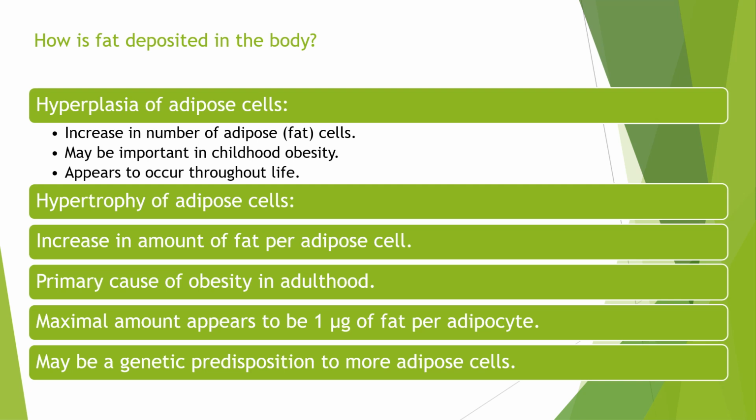So fat deposition involves both an increase in the number of fat cells, which is hyperplasia, and an increase in the size of the fat cells, which is hypertrophy. While hyperplasia is crucial during childhood and can occur throughout life, hypertrophy is the main factor contributing to obesity in adults. Genetic factors can also play a role in determining the number of adipose cells in an individual.